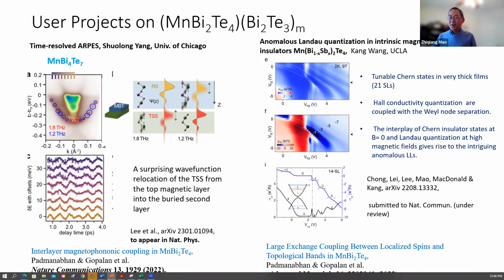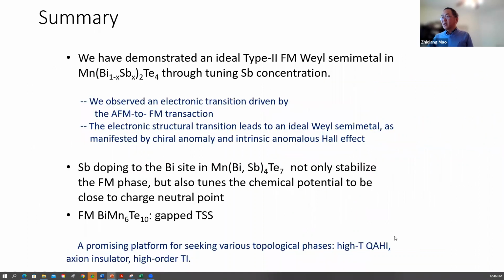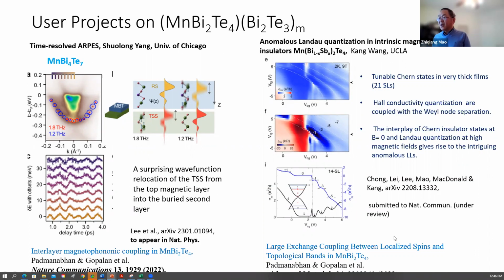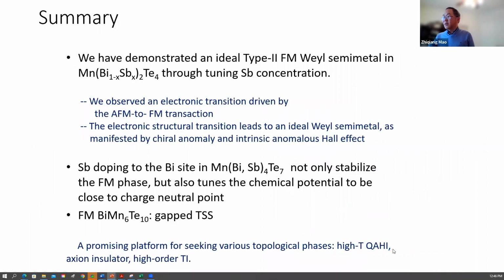It's an internal user. They did two pieces of nice work. One is magneto-phononic coupling in MnBi2Te4. That work was already published in Nature Communications last year. The other work is the exchange coupling between localized spin and the topological band. This work was recently published in Advanced Materials.